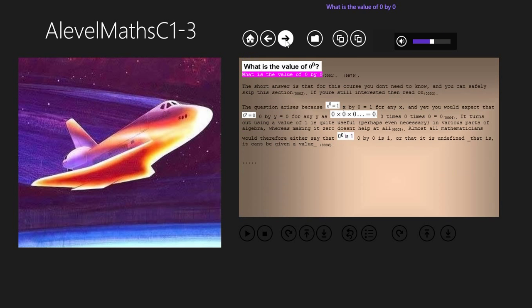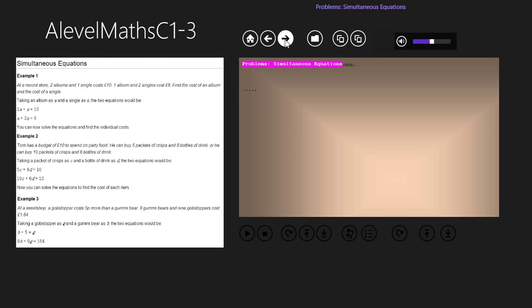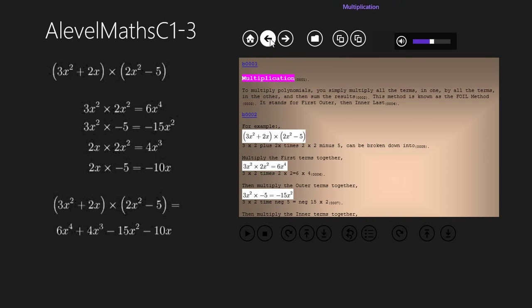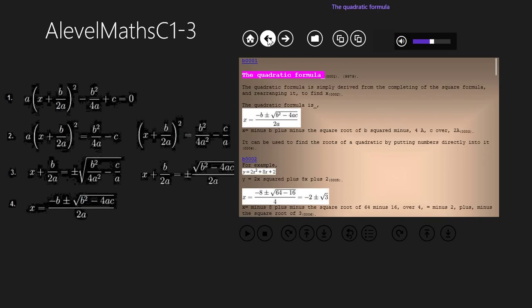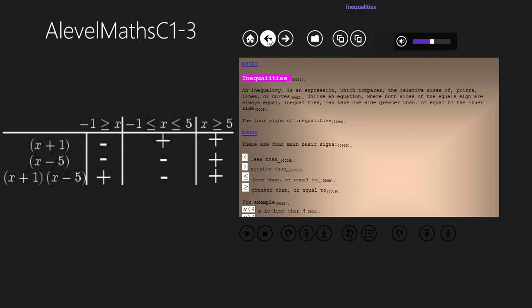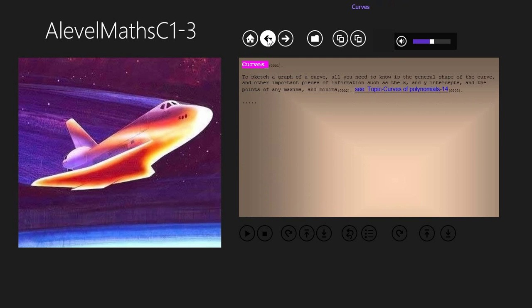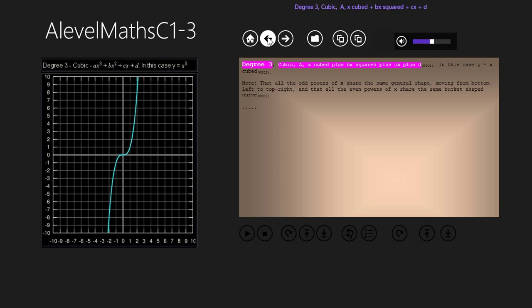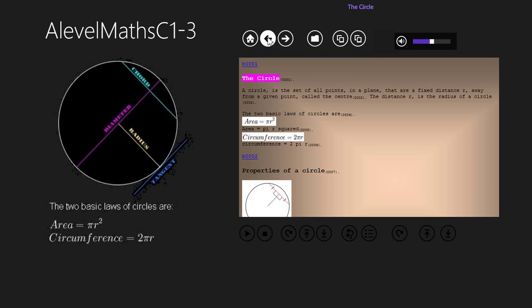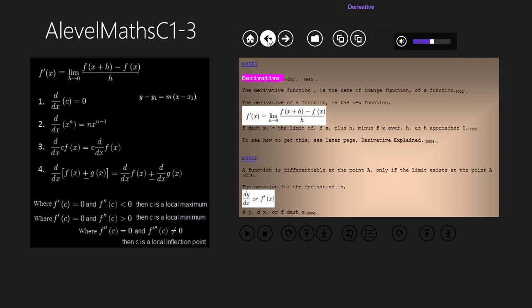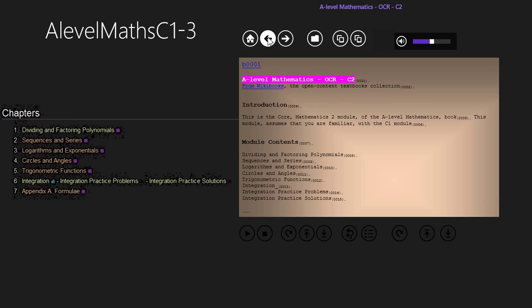Surds. What is the value of problem, solution, polynomial, multiply, division, curve, quadrat, complete, so, the disk, error bound, abs, inequality, co-op, Linear. curve, Curves. degree, Curves. y, Curves. inter, The circle. equal, Differential. 6, derivative, A-Level, dividing and factoring, A-Level Mathematics, OCR, C2.